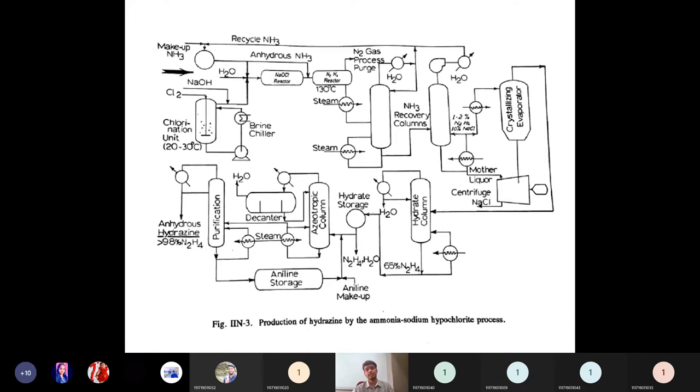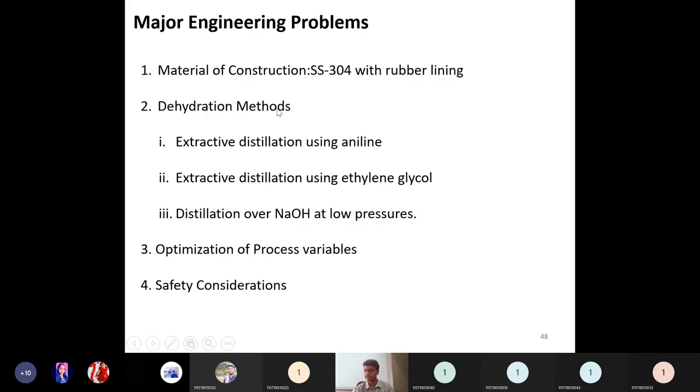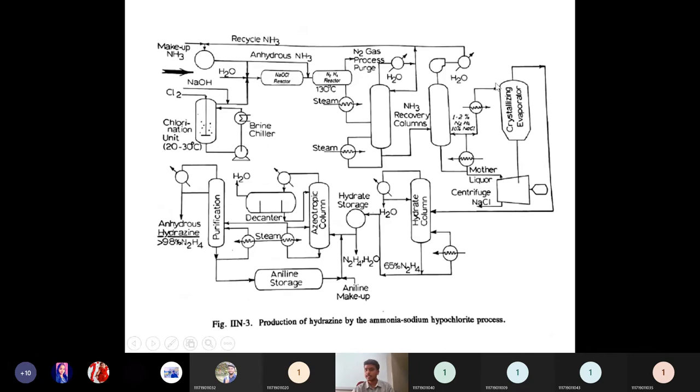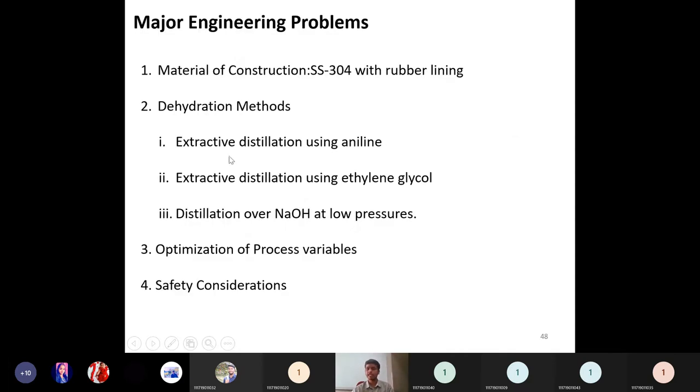Then the next one is the dehydration method. So what is the dehydration method? Here, water plus hydrazine is coming. The rest, these three columns, are nothing but stripping of water from that hydrazine, purification of hydrazine. To remove this water, there are three methods. One method is extractive distillation using ammonia.